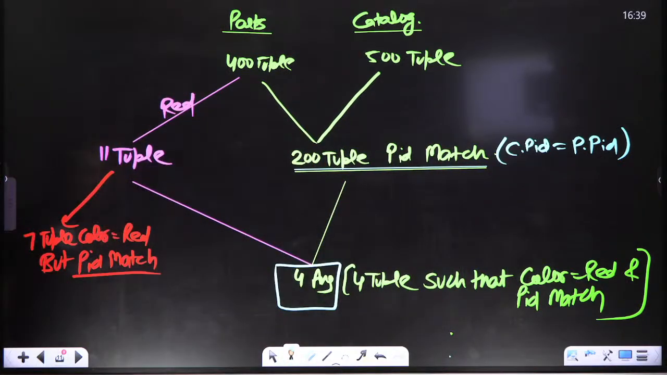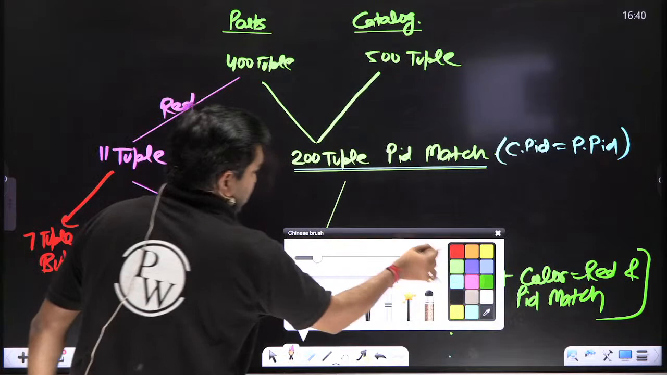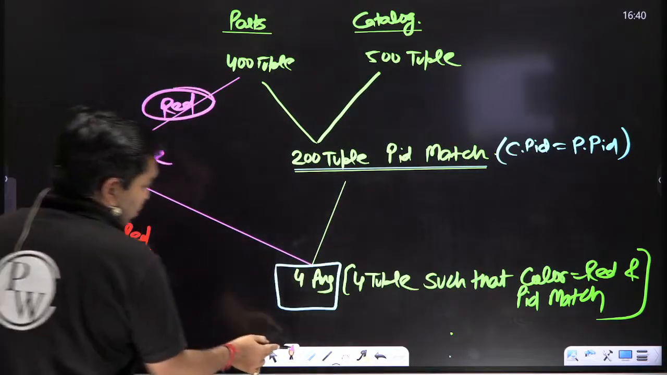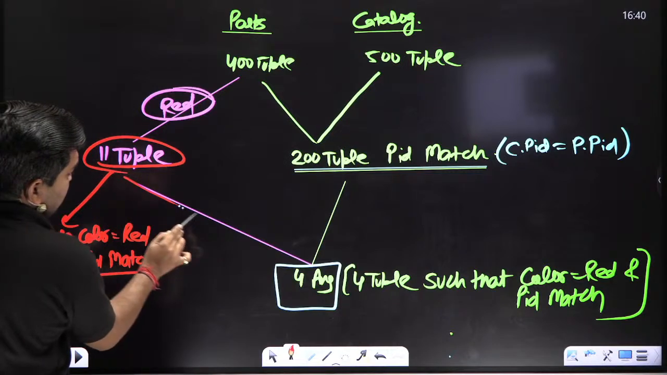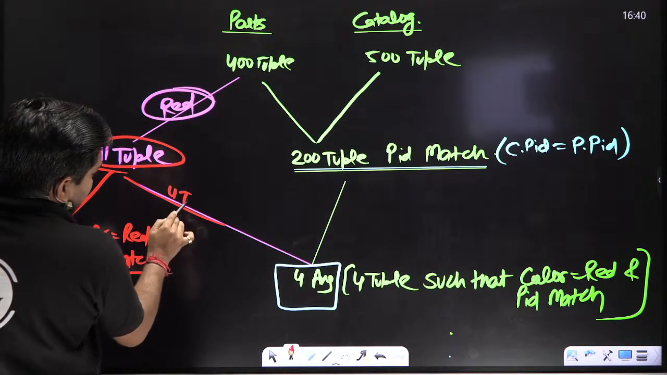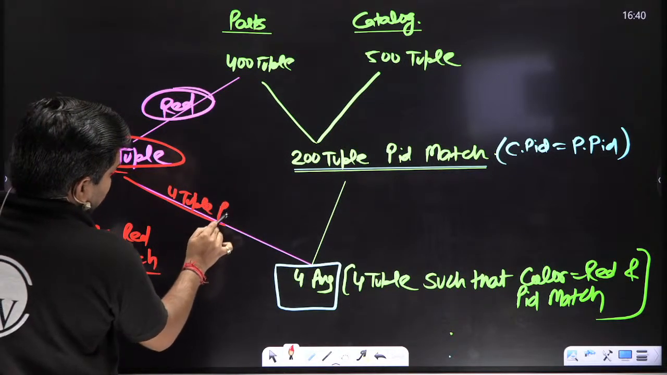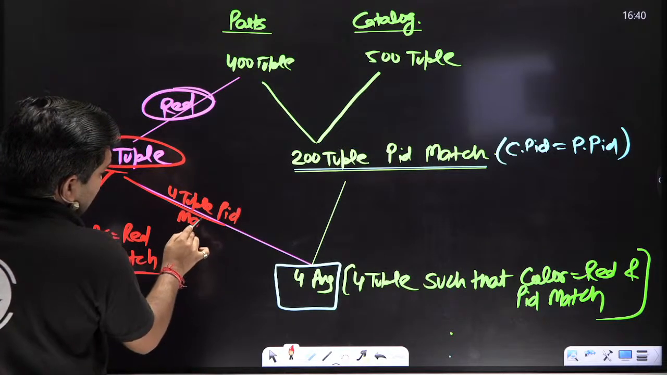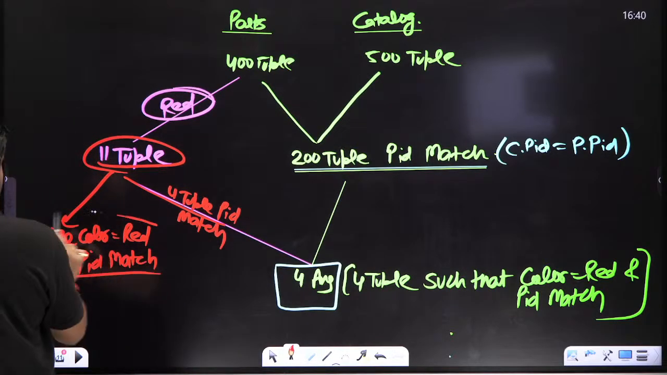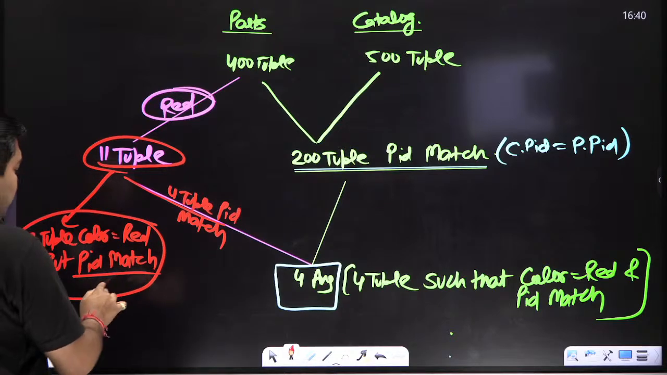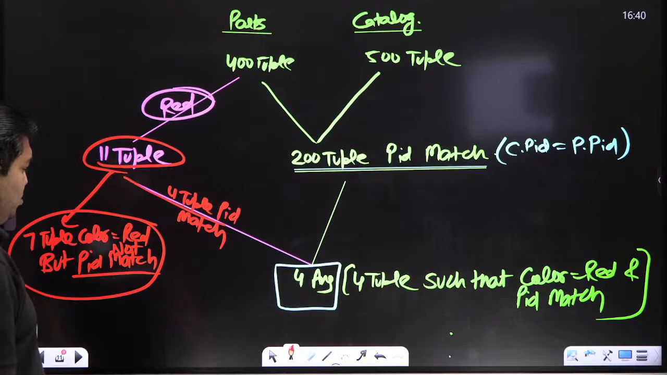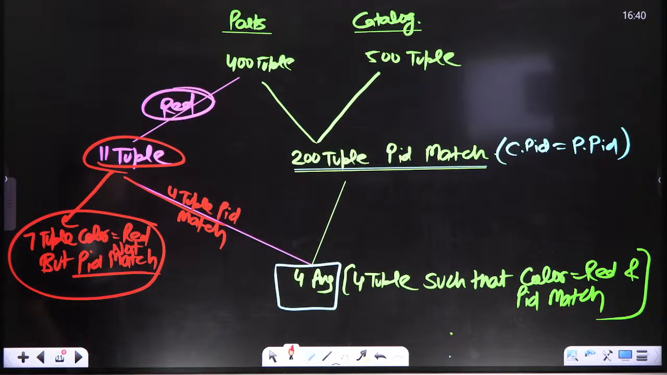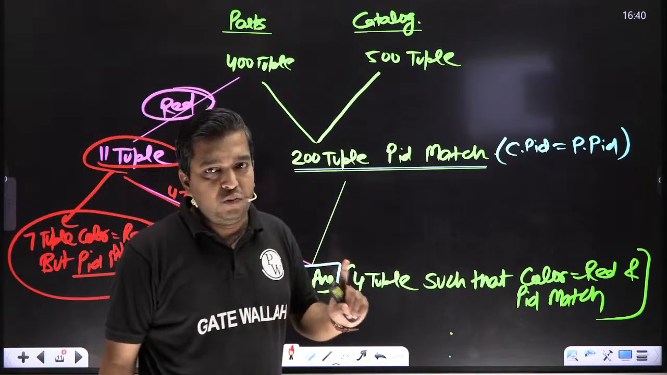And total red is 11 tuples. Out of 11, 4 tuples are such that PID matches, and 7 tuples are such that color is red but PID does not match. So what is the output, beta? 4 is the output.